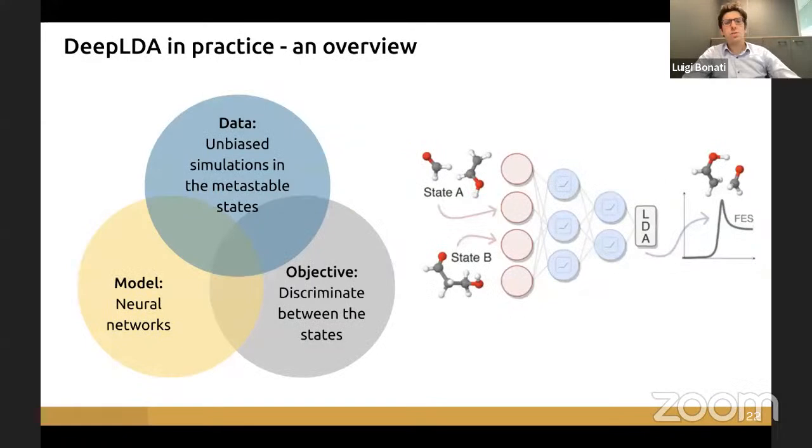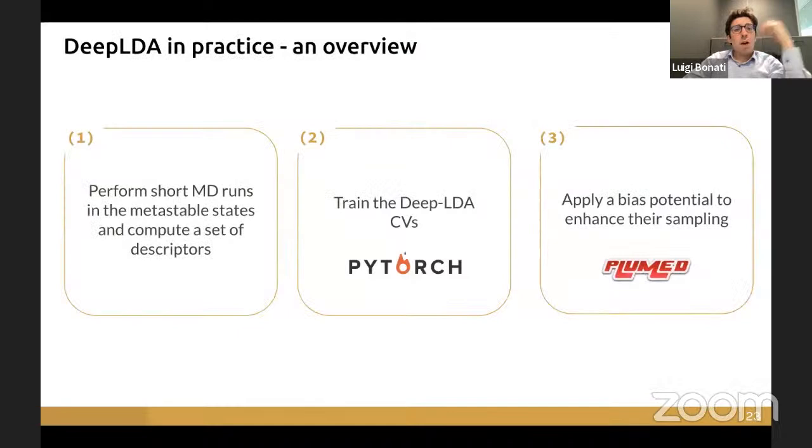So to summarize, here we are using our data, our unbiased simulation in the metastable states. We want to fit a model, a neural network, in order to discriminate between them. How do we do it in practice? Well, we can perform short molecular dynamics simulations in the metastable states, and we compute a set of descriptors. Then we use this data to train the deep LDA collective variables. These are the steps that you will also do in the tutorial. We will use the PyTorch machine learning library to fit for this purpose. And finally, we can take this model and use it to apply a bias potential along these CVs to enhance the sampling.